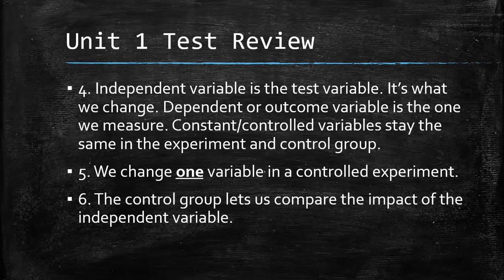Now, number 5 asks how many variables are changed in a controlled experiment. Remember, in a good experiment, only one variable is changed, and that one variable that is changed is our independent variable. The reason we have a control group is that it allows us to compare the impact of that independent variable.